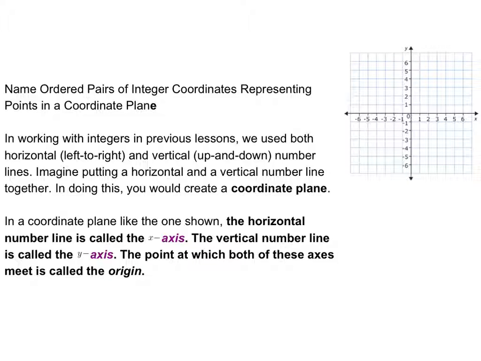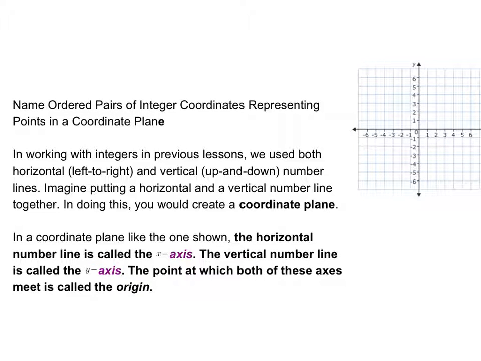So the last thing we're going to talk about is something called a coordinate plane. That's this over here. That's what we call the grid there. When we're working with integers in previous lessons, we used both horizontal, left to right, and vertical, up and down number lines. So imagine putting a horizontal and vertical line together. Doing this, we would create a coordinate plane.